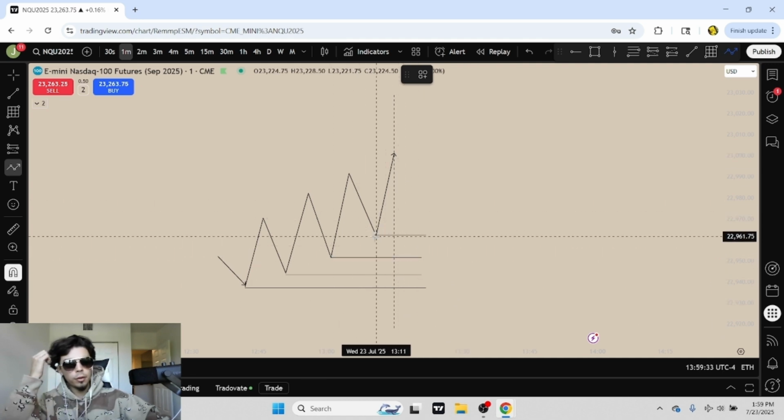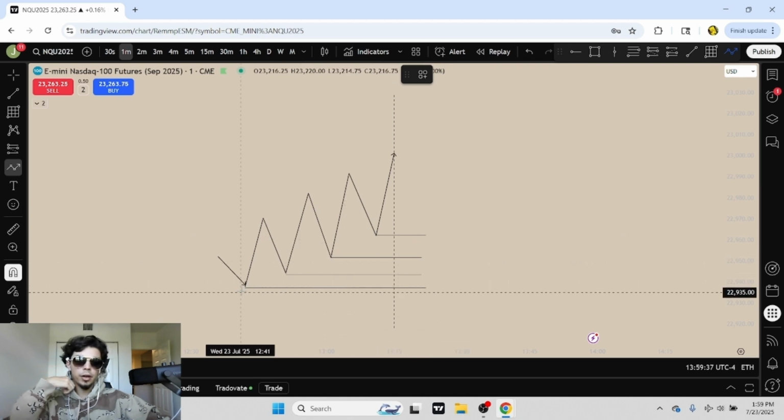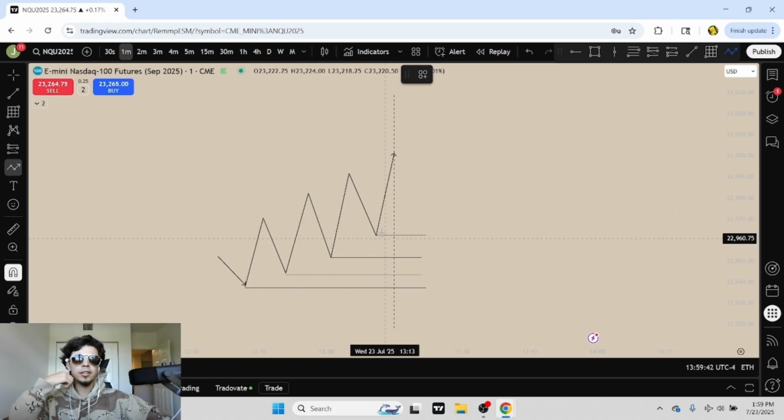So what do we have here, right? We have resting liquidity right here. We have resting liquidity right here. We have resting liquidity right here. And we have resting liquidity right here, all on the sell side, right? The buy side will be on the top of the market. The sell side will be on the bottom.